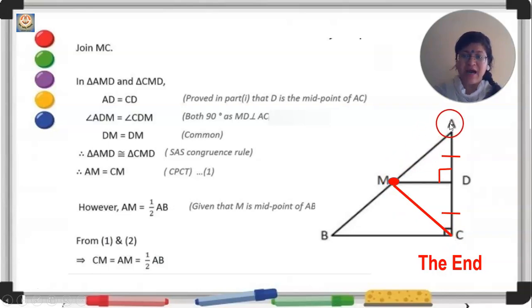AM is half of AB because M is the midpoint of AB. Now from 1 and 2, let's compare these two statements. AM is half of AB, but what is AM equal to? AM equal to CM. So instead of AM, I can write CM. So CM equal to AM equal to half of AB. So this was question number 7 from exercise 8.2. There are 3 parts to it. I have proved all the 3.